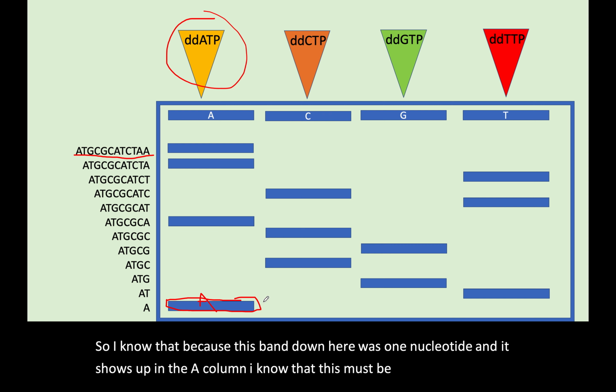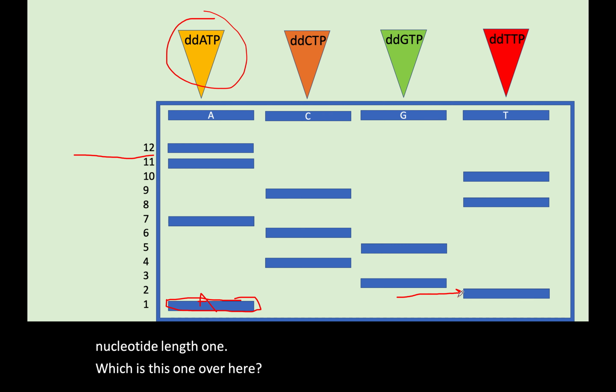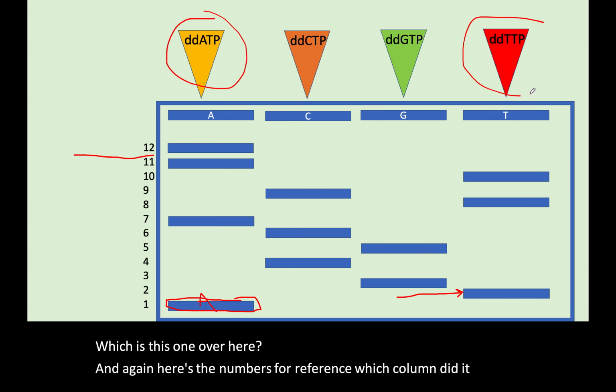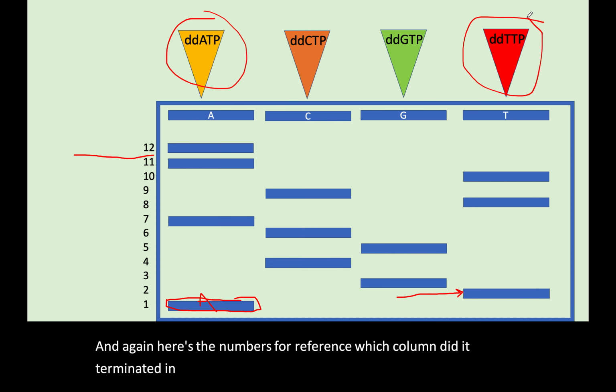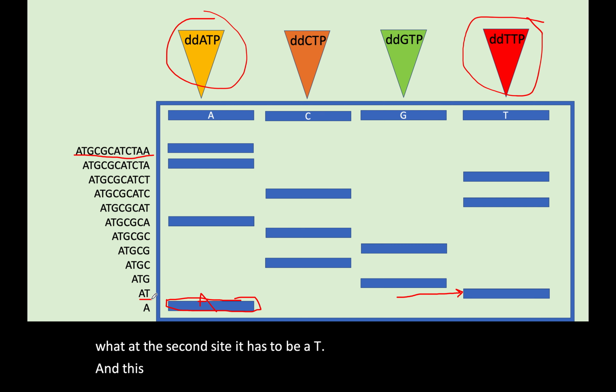If I find the 2 nucleotide length one, which is this one over here, and again, here's the numbers for reference, which column did it terminate in? It terminated in the ddTTP column, which means it has to be what? At the second site, it has to be a T. And this agrees with our sequence.